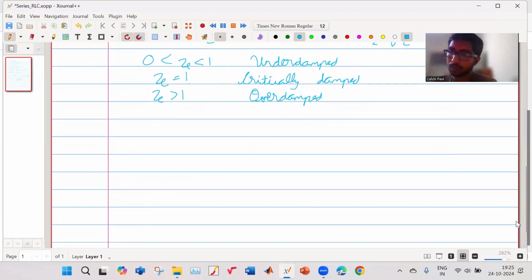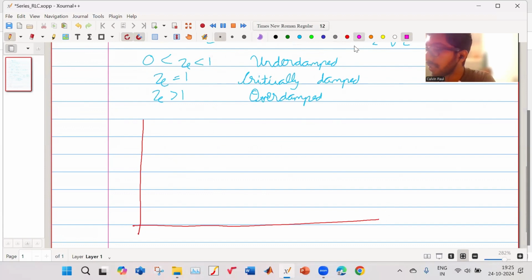So how do we know what is the damping of the system? Let us say to the input, I will apply what is known as a step. It goes from 0 to 1. So this is my input. Then how will my output respond? That curve, we will see.